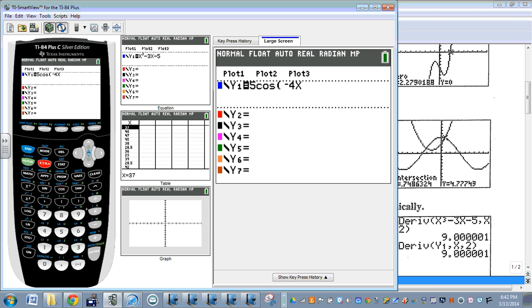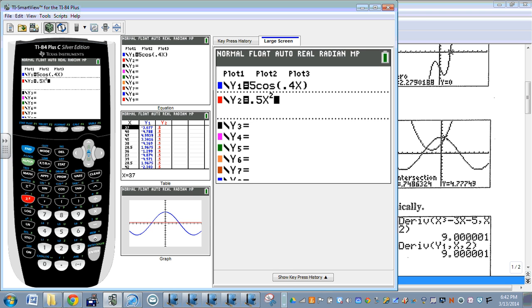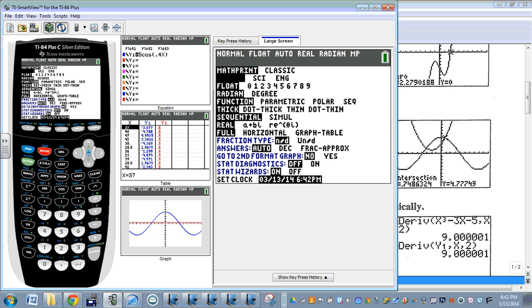So before we graph this, we want to make sure it's in radian mode, and just keep your calculator in that mode all the time. So I'll just check mode. I'm in radian, so I'm good. I want to go ahead and look at the graph.